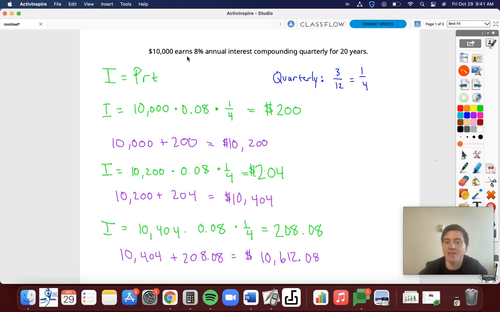Let's say we got $10,000 that's earning 8% annual interest, and that compounds quarterly. And it's sitting somewhere for 20 years. We're not going to touch it for 20 years, 8% compounding quarterly.